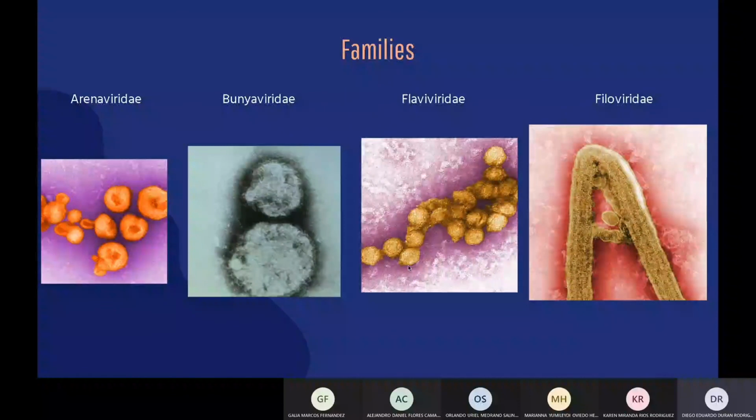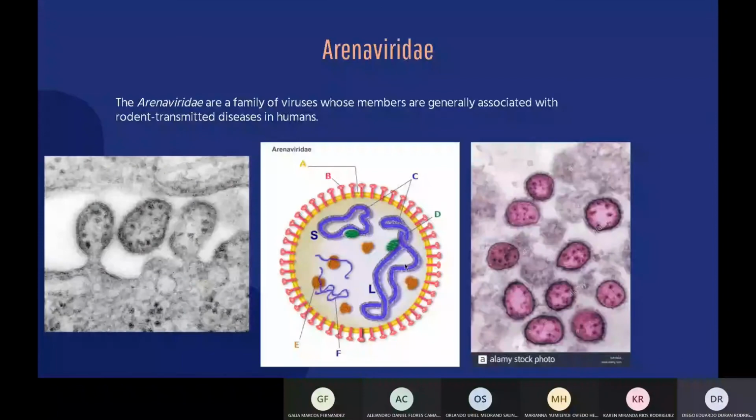Families. There are four virus families: Arenaviridae, Bunyaviridae, Flaviviridae, and Filoviridae. First, the Arenaviridae. The Arenaviridae are a family of viruses whose members are generally associated with rodent-transmitted disease in humans. Each virus usually is associated with a particular rodent host species in which it is maintained. Arenavirus infections are relatively common in humans in some areas of the world and can cause several illnesses.